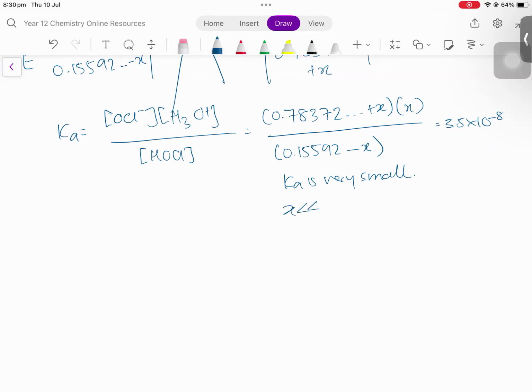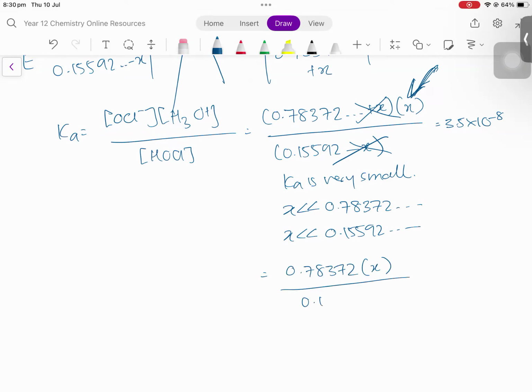We assume x is negligible, keep on going with the sentence: x is negligible relative to whatever number it's with, which in this case happens to be two numbers. X is way smaller than the 0.78. X is way smaller than the 0.15592. So then I can cancel the x's in here out, which still leaves me this x that I can solve for. I can't lose all of my x's. It doesn't make sense. So this approximately becomes 0.78372 with an x on 0.15592, and that's still equal to your 3.5 by 10 to the minus 8.